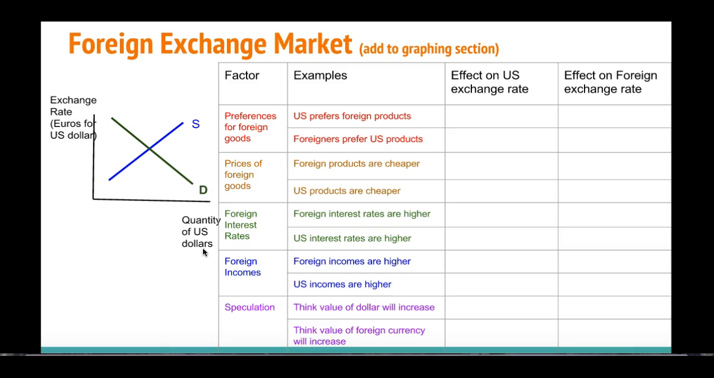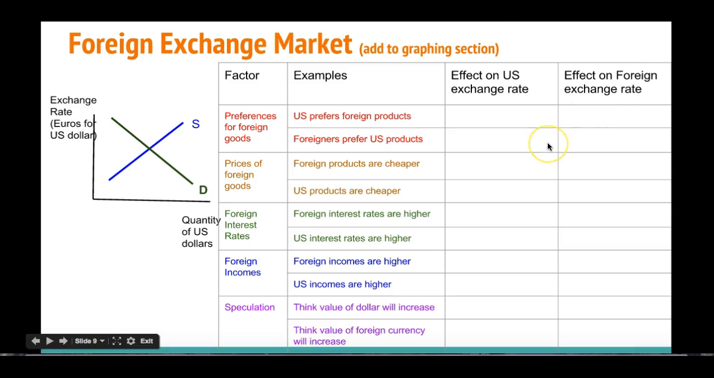Okay. Now, I want you to copy the chart into your notebook right next to it to tell you these are the things that are going to shift the supply or demand curve. Okay, so there are 5 factors. The 5 factors are going to be the preference of foreign goods, the prices of foreign goods, the foreign interest rates, foreign incomes, and speculation. Okay, and then I have some examples in there, and I tried to group them. You'll notice the color coding so that you know that that's with that factor.